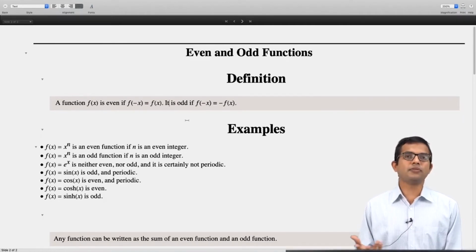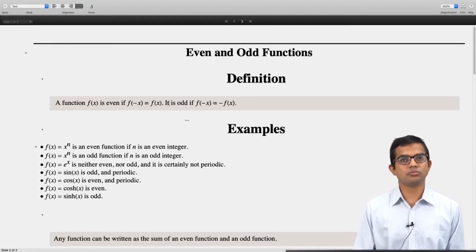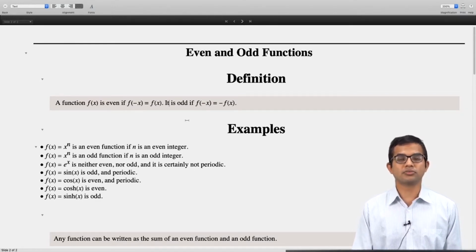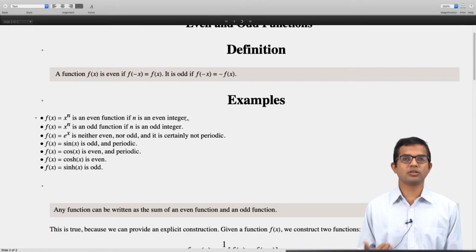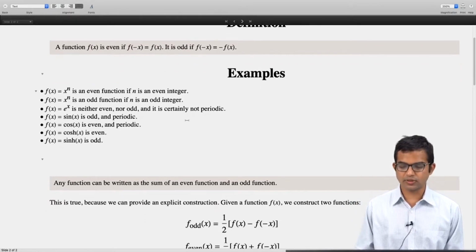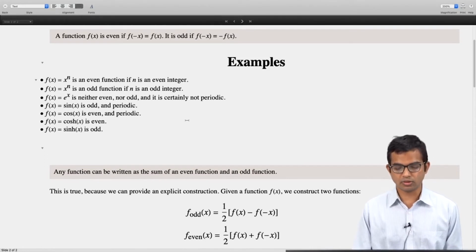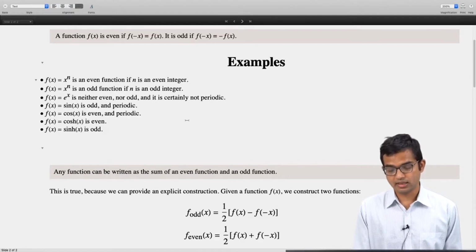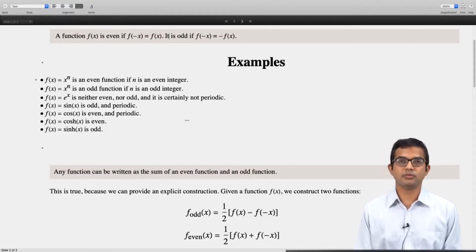Now any function can be written as a sum of an even function and an odd function, right? You may want to pause the video and provide a construction for how this is true on your own, or look at the argument that I'm going to give you. This is true because evidently you can just give a construction for it. So consider a function f of x and then build these two functions. One of them, I'm going to call it f odd of x, is half of f of x minus f of minus x, and f even of x, which is half of f of x plus f of minus x.